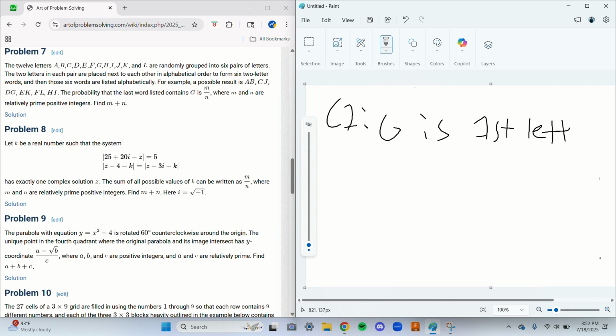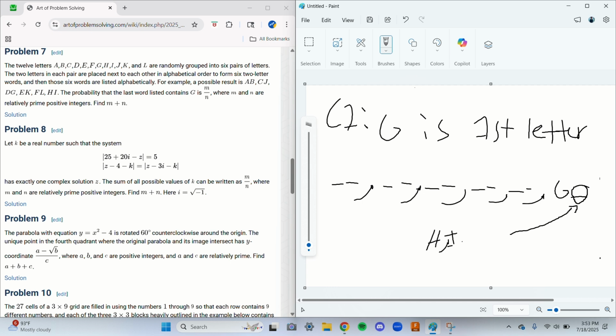Okay, if G is the first letter of the last word, then what do we have? So let's draw out our blanks. This is the first pair, second pair, third pair, fourth pair, fifth pair, and then G and some letter. Since these are going to be alphabetically ordered, the letter coming here has to be a letter after G. So this letter can either be H, I, J, K, or L. So we have 5 choices for this letter, so let's write that. 5 choices for that letter.